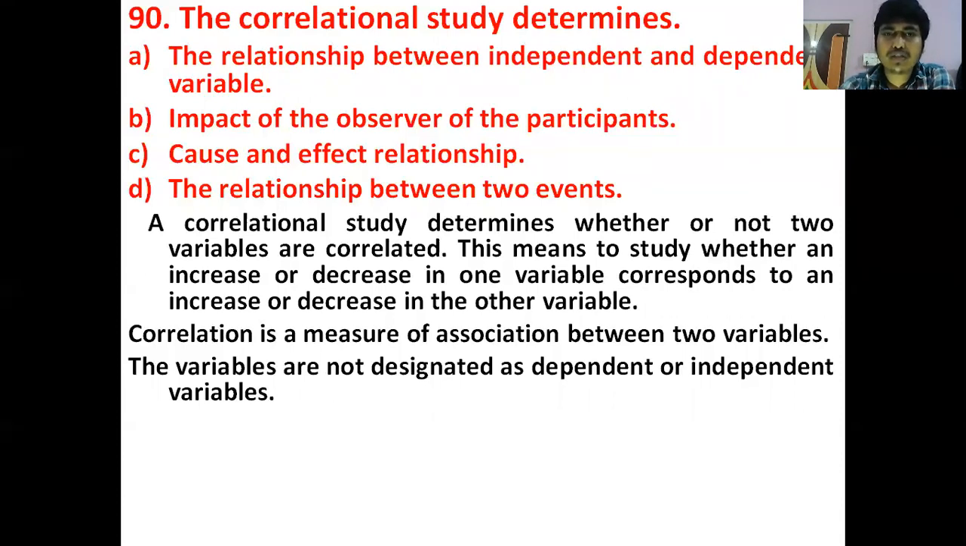So our question is: the correlational study determines. The options are: the relationship between the independent and dependent variables, impact of the observer on the participants, cause and effect relationship, and the relationship between two variables. Option D will be the correct answer, because we know that the correlational study is the relationship between the two variables, but it is not designated as dependent or independent variables. So option A will not be the correct answer. Option D will be the correct answer.